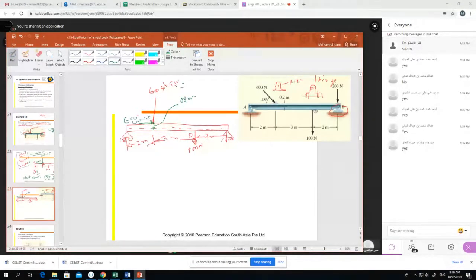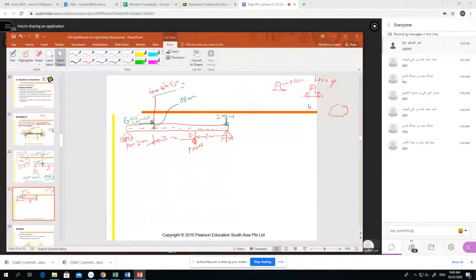Can someone calculate and tell me how much is 600 sine 45 degree? Please calculate and tell me. There is another force here, at this point. This force is 200 Newton, right? Now maybe we don't know this. We can delete this and draw everything. This is 45 degree. Now let's draw. Can you please tell me 600 sine 45 degree is how much? What is the force magnitude?